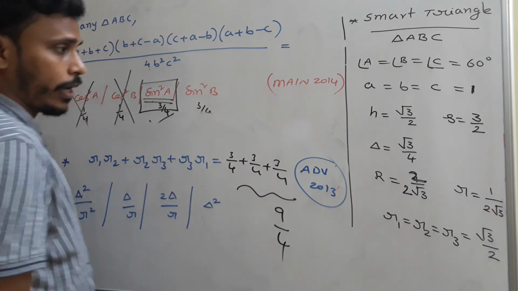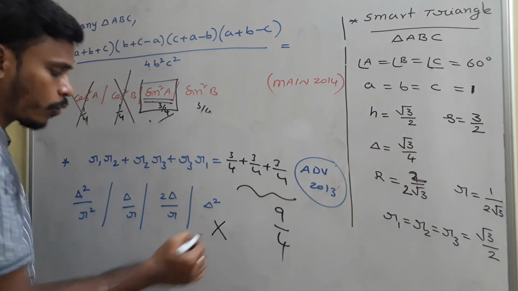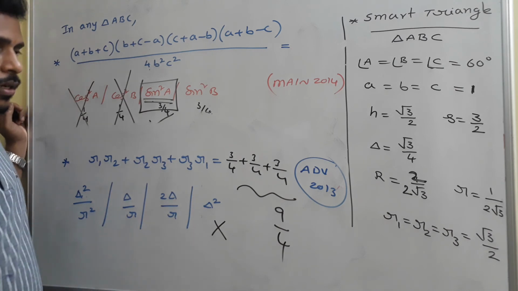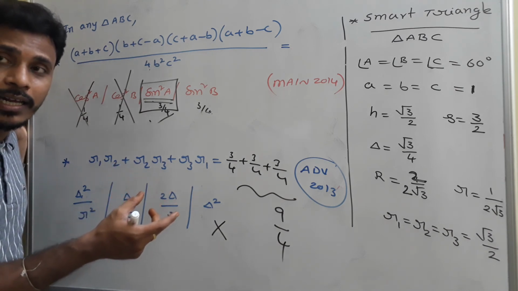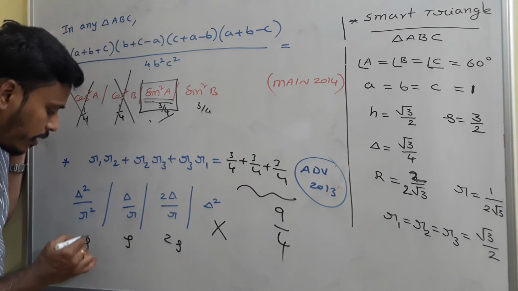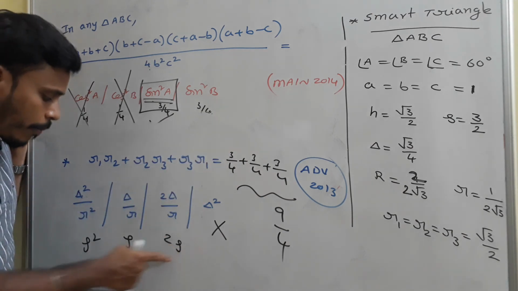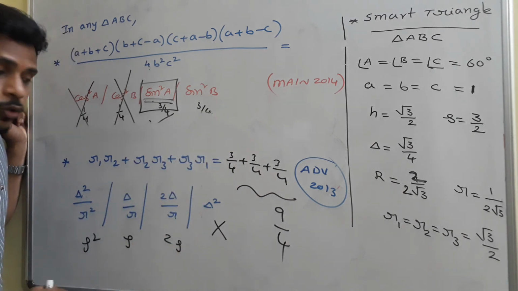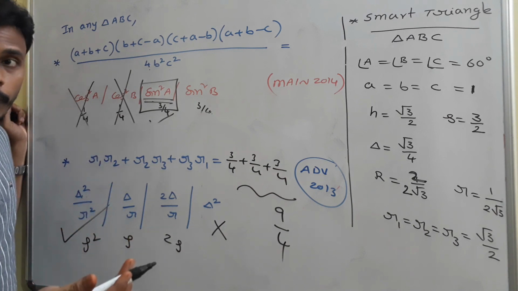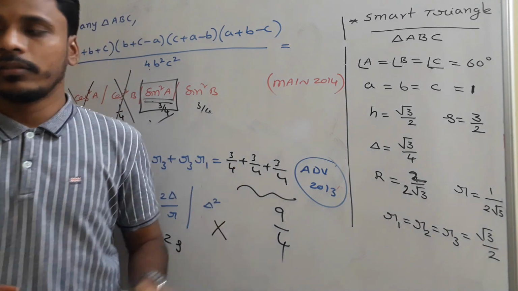Okay. Delta square: delta is root 3 by 4, so delta square is 3 by 16. So this is not your option. Now 2 delta by r, delta square by r square. See, very basic idea: we know that delta by r is s, right? So this is nothing but 2s, this is s and this is s square. We know the value of s as 3 by 2. Among these, s square is 3 by 2 square, 9 by 4, and this is your answer. There is the problem. So this is the benefit of using the idea of the smart triangle. Just have a look.